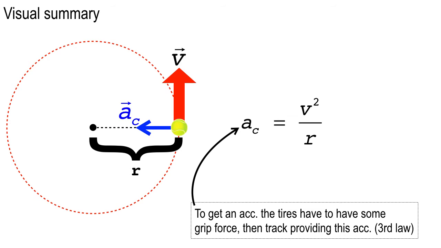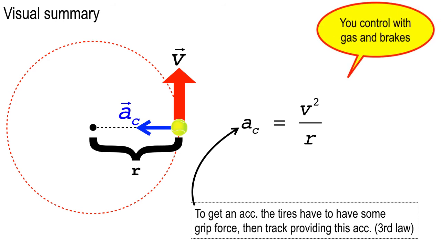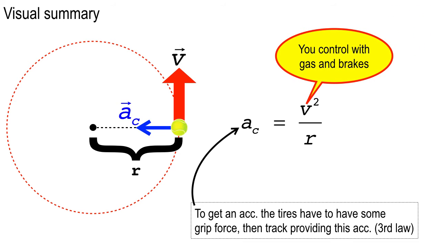Now, if you think about this on a circular track, then, like I mentioned in the textbook, you have to have tires that have some grip to them, and then it's actually the friction force from the track that gives you newtons of force and then an acceleration toward the center. Now, you control the speed with the gas pedal and with the brakes.